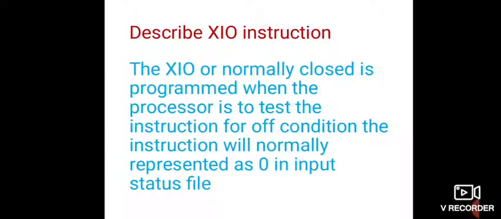That is, the output of the XIO instruction becomes true if the input condition is off. It will check whether the input is off. If the input is off, it is true. If the input is on, the XIO instruction gives false output.